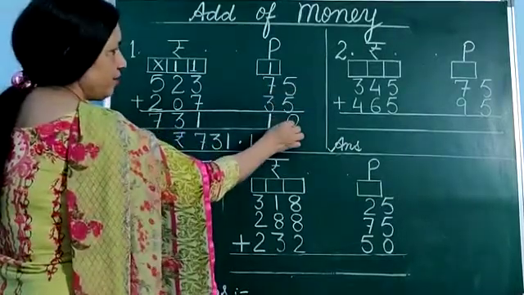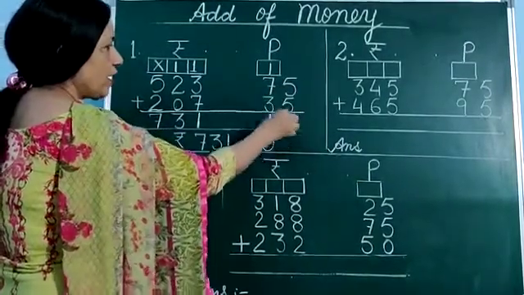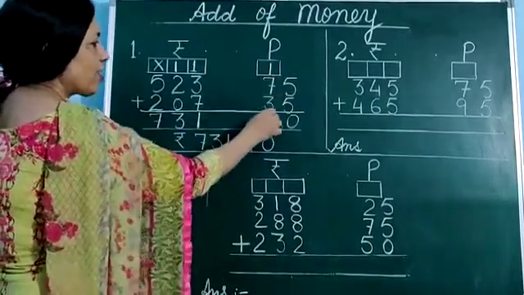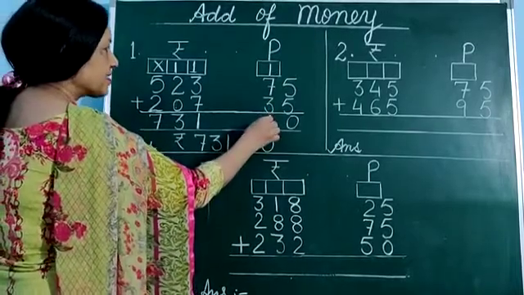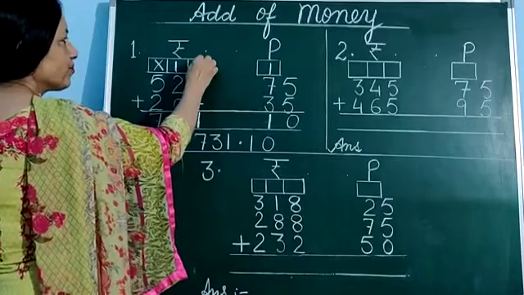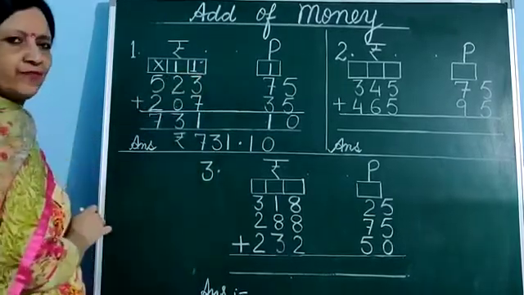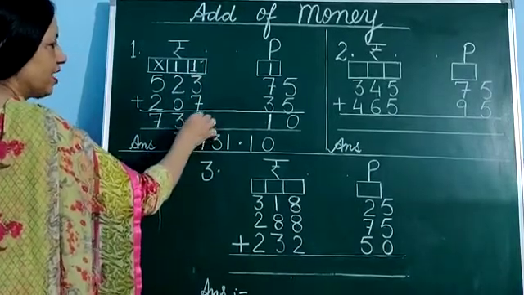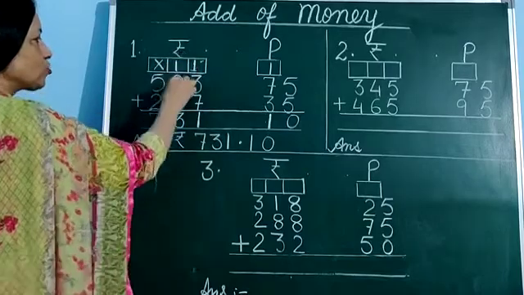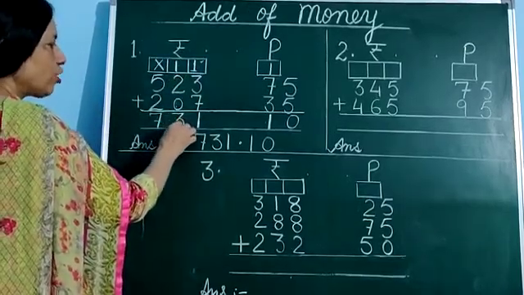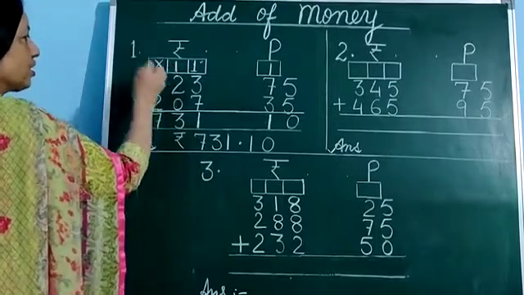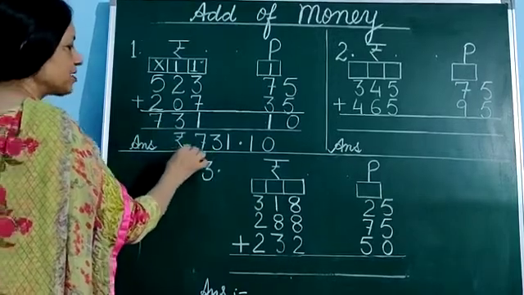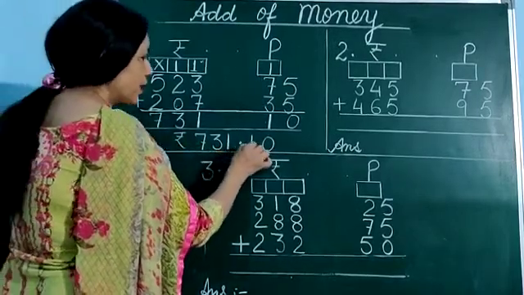5 plus 5, 10. 0 we will write down here and 1 as a carryover. 1 plus 7, 8. 8 plus 3, 11. So 1 we will write down here and its second digit will go to the next box as a carryover. Clear, beta? Now 1 plus 3, 4, 4 plus 7, 11. Again 1 here, 1 as a carryover, 1 plus 2 is 3. No carryover is there, put a cross in the box. Now 5 plus 2 is 7. So answer we get is rupees 731.10.